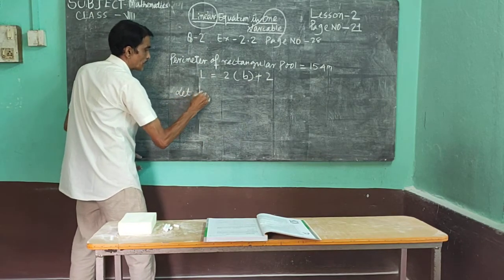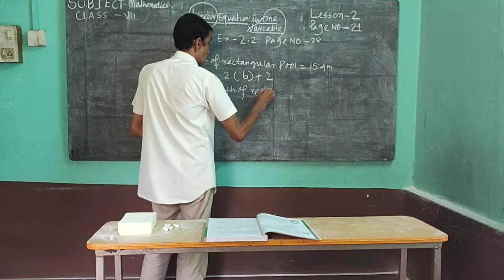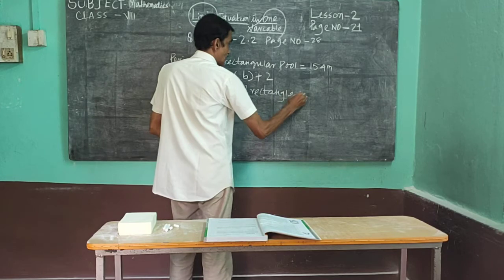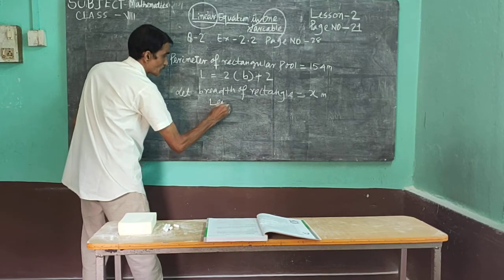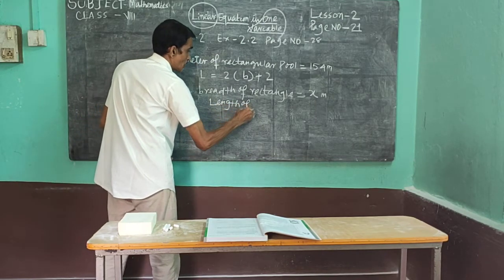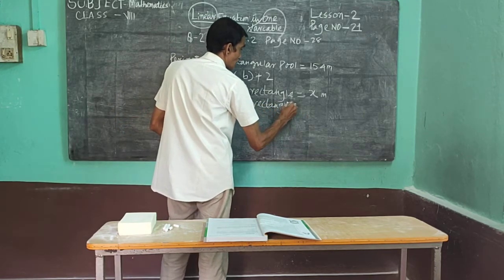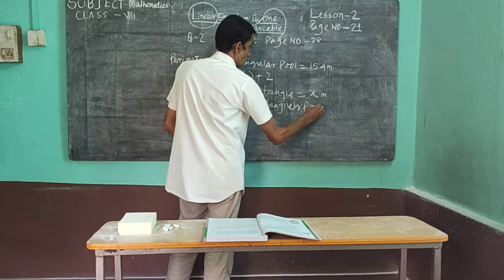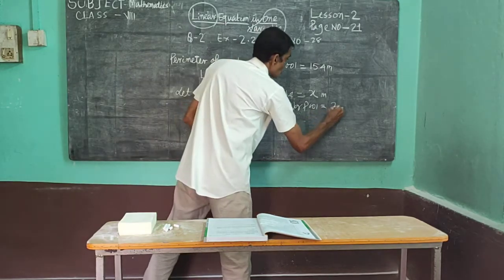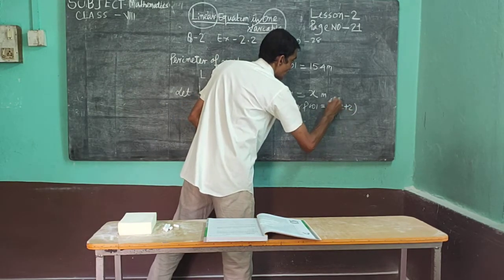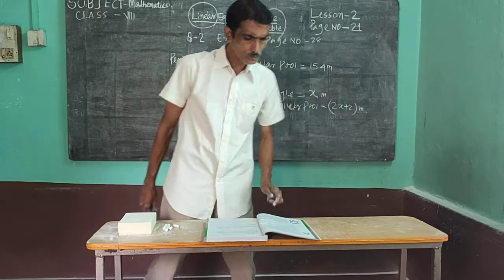So how am I doing here? Let the breadth of the rectangle be x meter. Therefore, the length of the rectangular pool is, according to the condition, twice the breadth plus 2 more. So 2x plus 2 meters. The length is 2 meter more than twice its breadth.